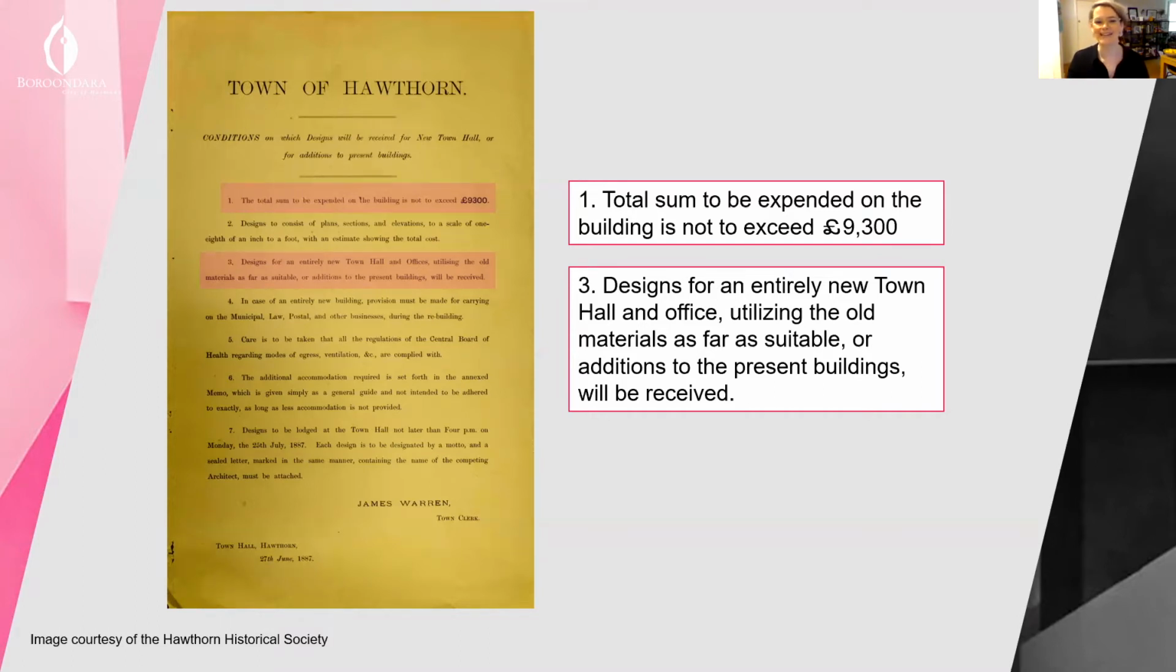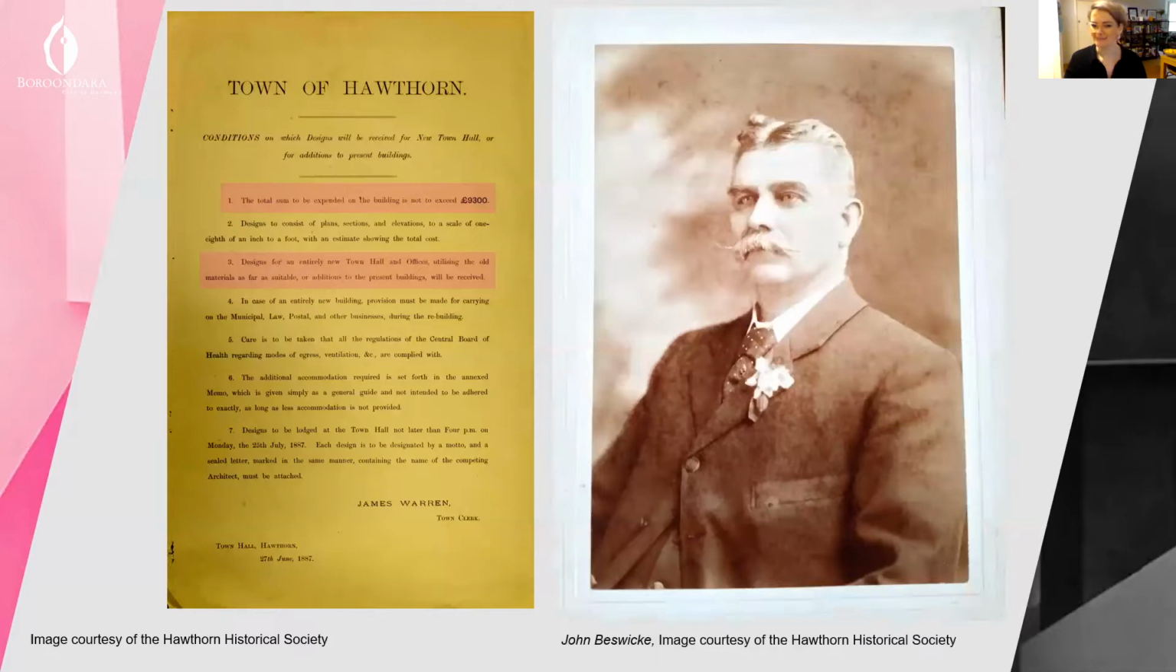So there were 20 submissions in total who applied, and the winner was John Beswick. So John was a local to Hawthorn, and he lived in Harcourt Street. And he built some of the most beautiful mansions there for his neighbours. And obviously he had a beautiful house as well. And some of them are still standing today. And also, John built a lot, well, a lot, I guess, in comparison to other things.